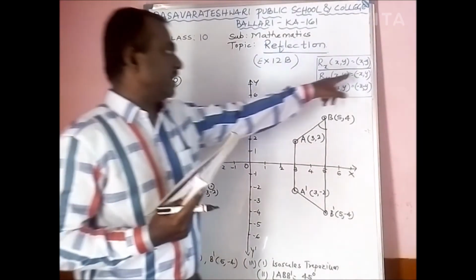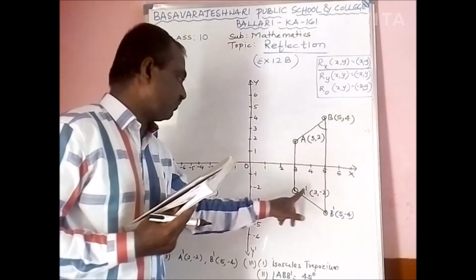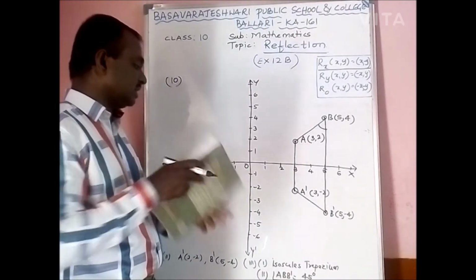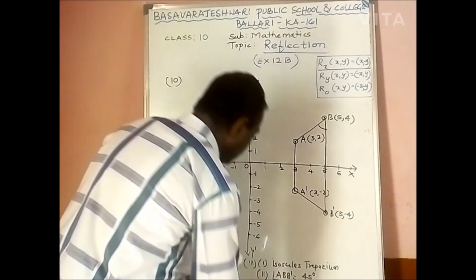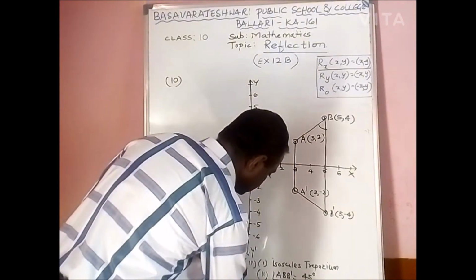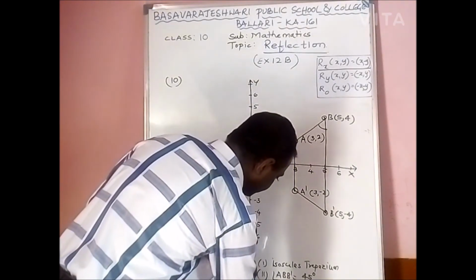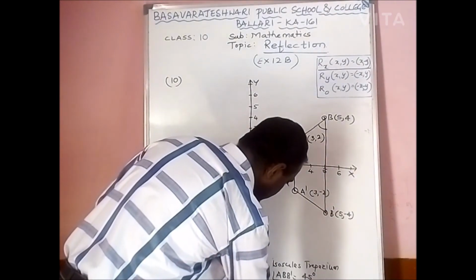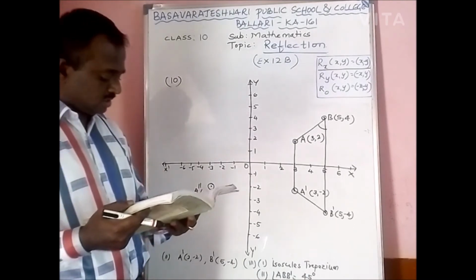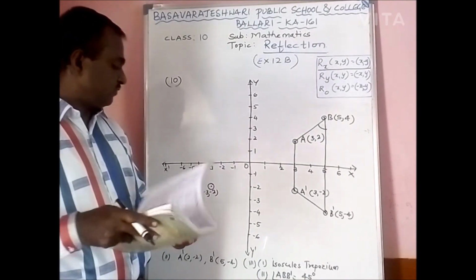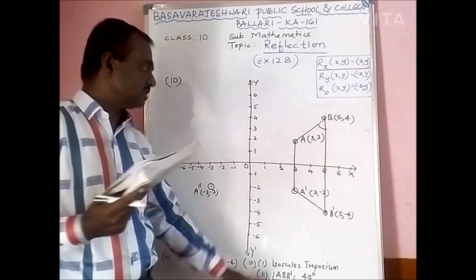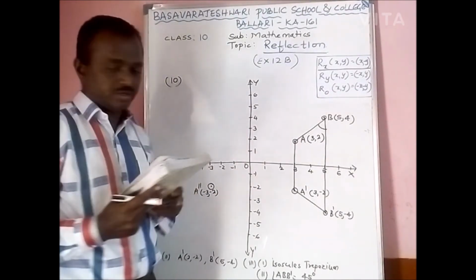If you reflect this point in the y axis, you will get minus 3, minus 2. That is nothing but reflection in the y axis. Okay? So remember this point, and note down this question. If you reflect A dash in the y axis, you will get A double dash. Reflection in the y axis. So note down this.